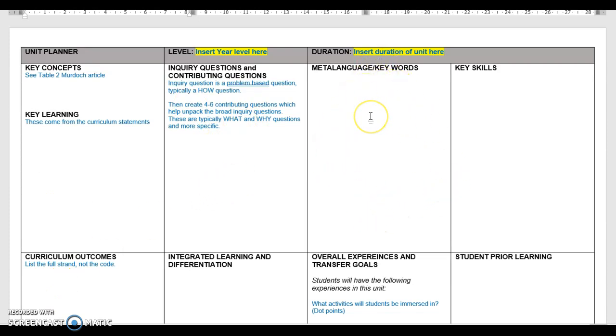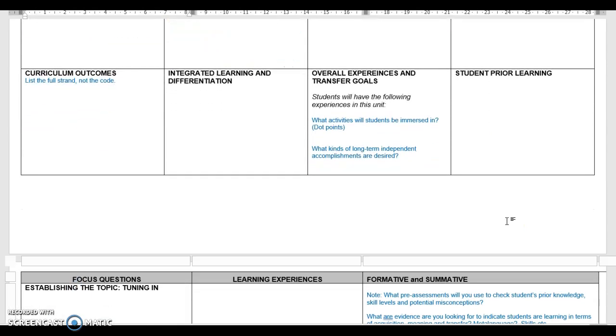Meta-language and keywords. What meta-language and keywords are students going to be experiencing? What discourse do they need to know? You list them here, along with any key skills they will be experiencing and learning. So here will just be a brief discussion on differentiated learning and integrated learning. So be brief because you've already discussed that in the cover page. Here you're talking about any activities the students will be immersed in, just overall experiences.